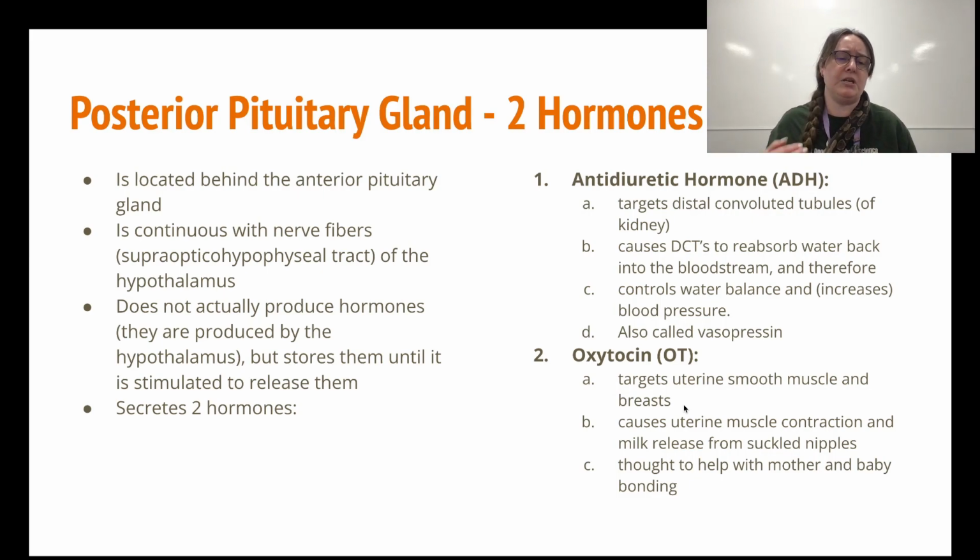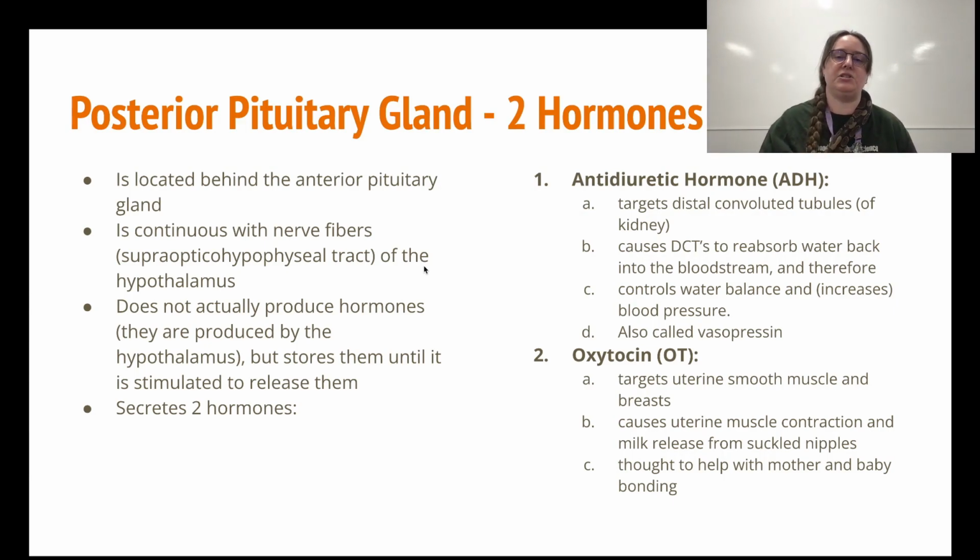So again, remember, he's controlled by nervous fibers. So, oh boy, let's see if we could say this. The superior paraventricular... supraopticohypophyseal tract. Yeah, that's not going to be on the test. Anyway, of the hypothalamus. So again, he doesn't make hormones. That's a test question, though. Wink, wink, nudge, nudge. That's a test question. But he does store them.